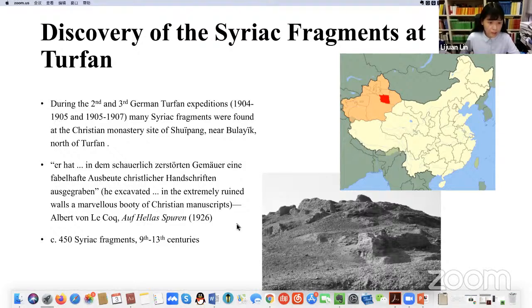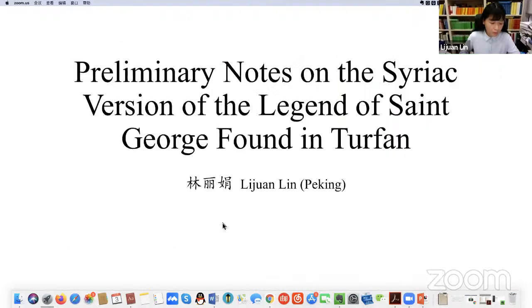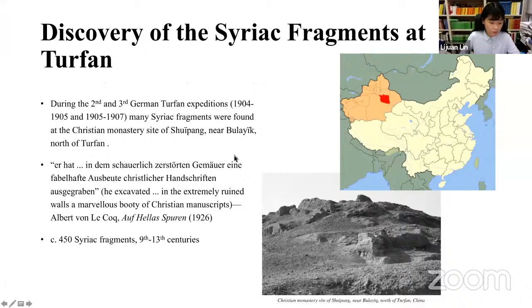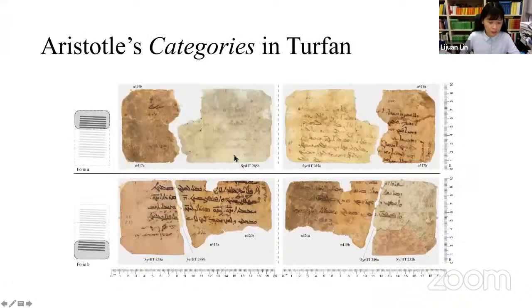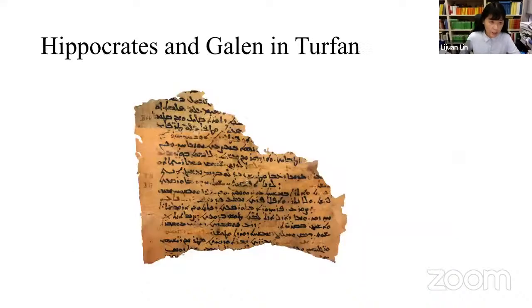As is well known, Syriac was a principal liturgical language of the Church of the East, which is also the first Christian church which brought Christianity to China. But most of the Syriac fragments found in Turfan are liturgical texts. We also find a few other genres of texts. For example, the philosophical text of Aristotle, his Categories, and a medical text, which includes parallels from Hippocrates and Galen.